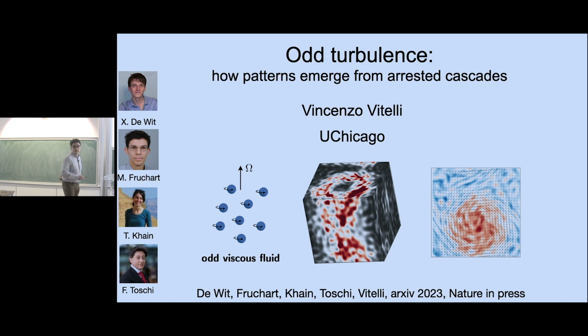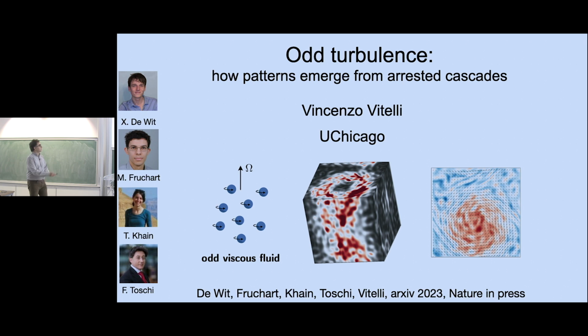Michel Frouchard, who is at the SPCI and is also in the audience. He was previously a postdoc at Chicago. Tali Hein, who is also in the audience as a PhD student at Chicago. And my friend and collaborator, Federico Toschi, who is an expert of turbulence and numerical aspects of that.